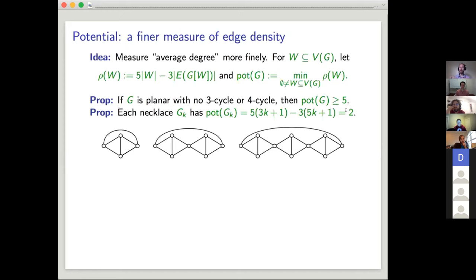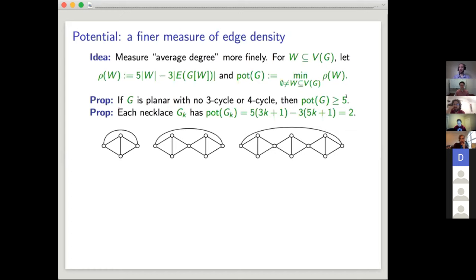Okay, so this is good because what it means is we've managed to put space between the graphs that we're really interested in and our counterexamples, right? Before, the counterexamples were covered up in our description of things with MAD less than 10 thirds, they were included. And now we found a way to drive a wedge between the graphs we actually care about and our counterexamples, right? So now what we want is we want to say something like, if your graph has potential at least 5, then you're 3 colorable.